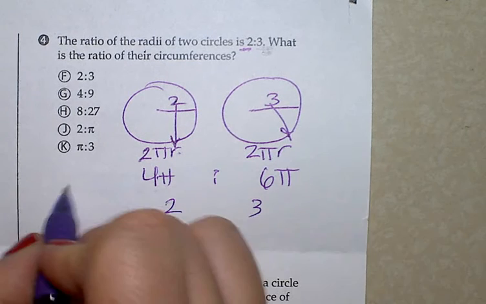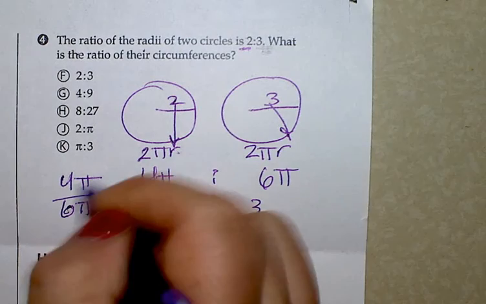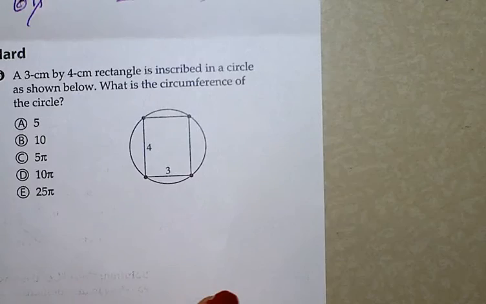How do I get that? Put 4 pi over 6 pi. What happens to the pi's? What does 4 over 6 reduce to? Go on to number 5.